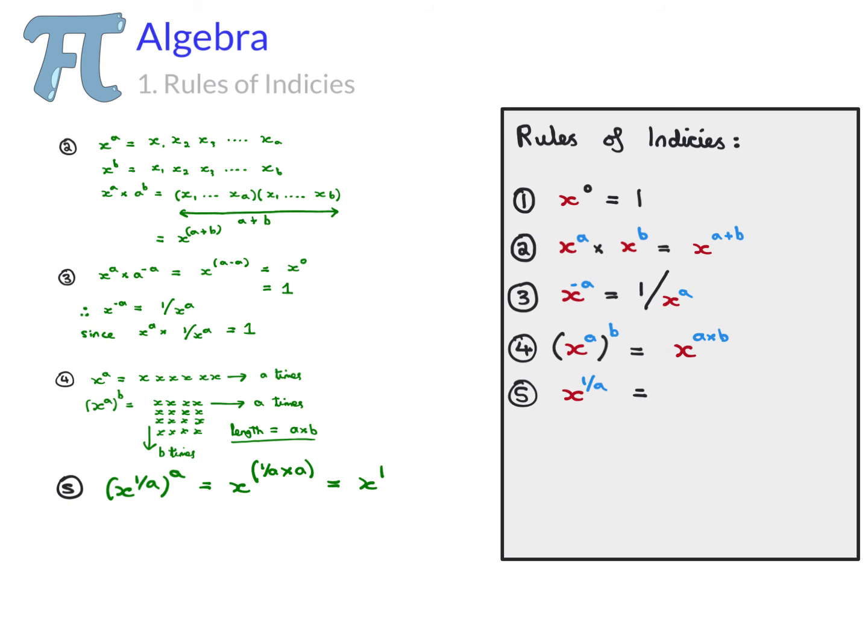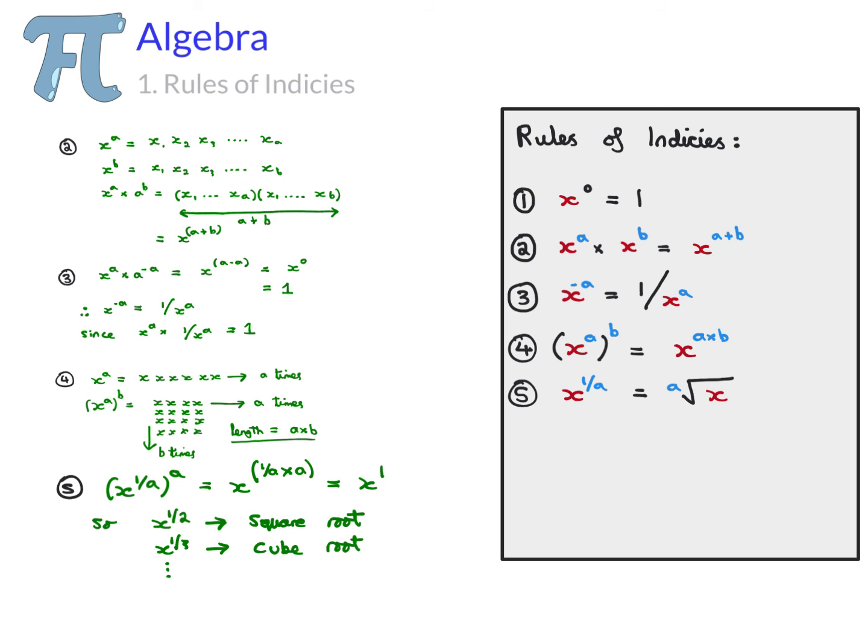Raising a number to the power of 2 means squaring it. So raising it to the power of a half means square rooting it, and x to the power of a third would mean taking the cube root of x. Raising x to the power of 1 over 8 means taking the eighth root of x.